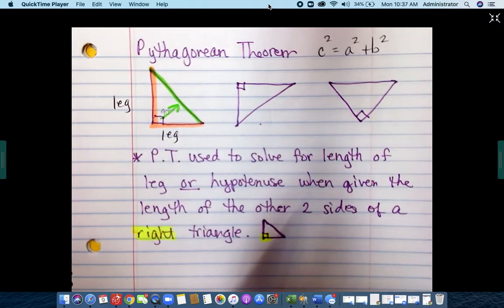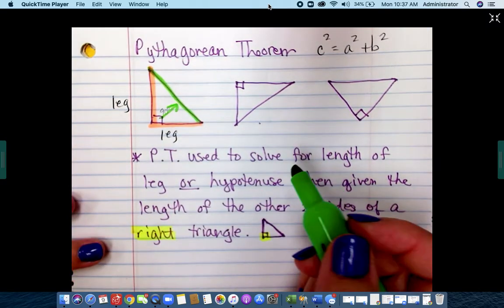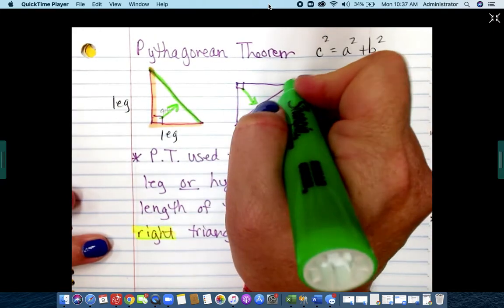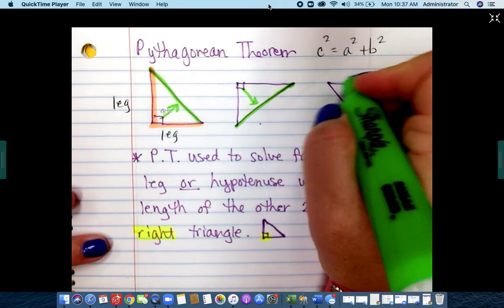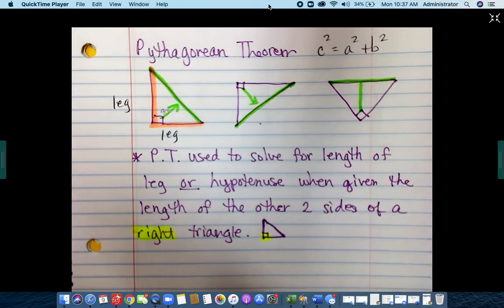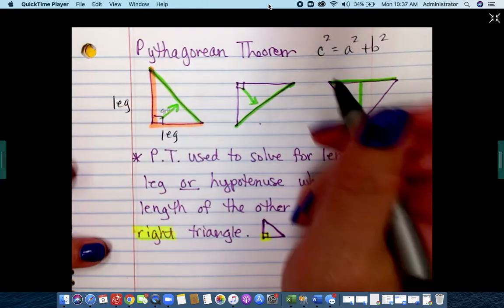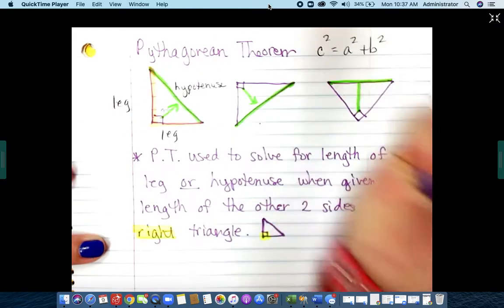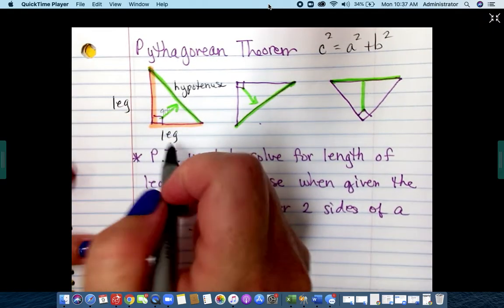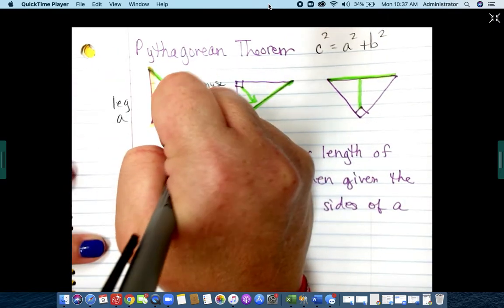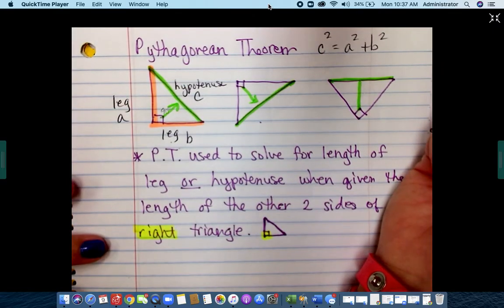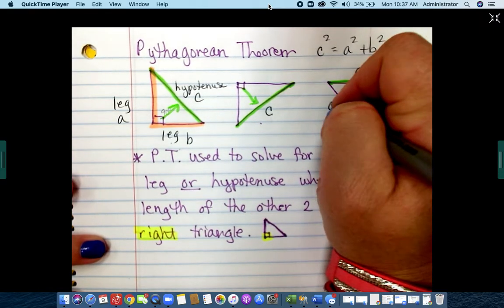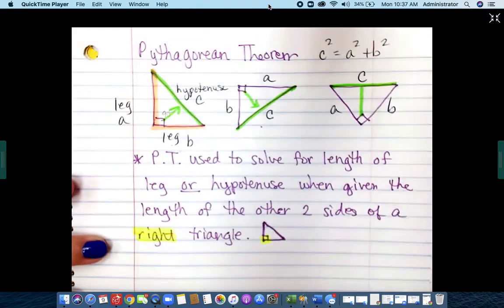I drew two other triangles to show you that when we are finding the hypotenuse, just recognize that it's always the side opposite the right angle. And that will always be what we label C. So again, this is our hypotenuse, and we generally label the legs either A or B, it does not matter which, and the hypotenuse C.